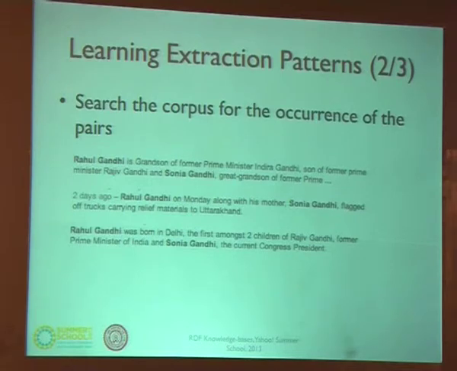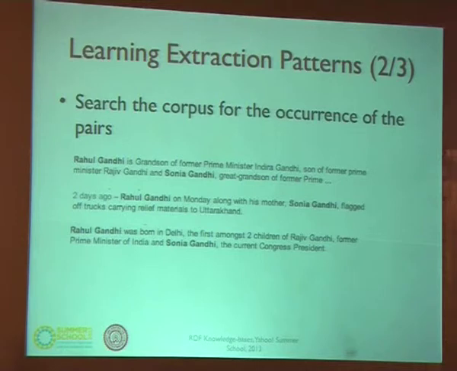So it works for only one pair here. So this pattern, even if you extract it, is not going to lead you anywhere. And another strong assumption that we are making in this case is that Rahul and Sonia are related by only one relationship. And that is not the case.